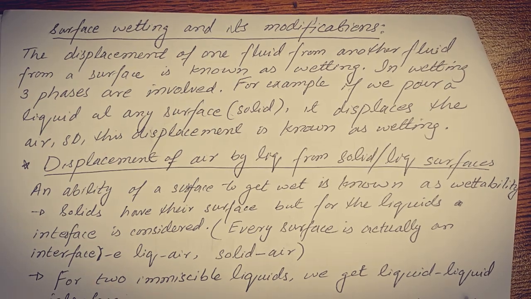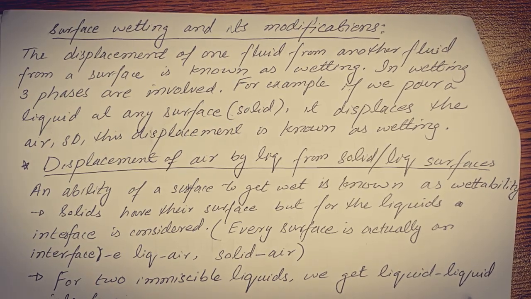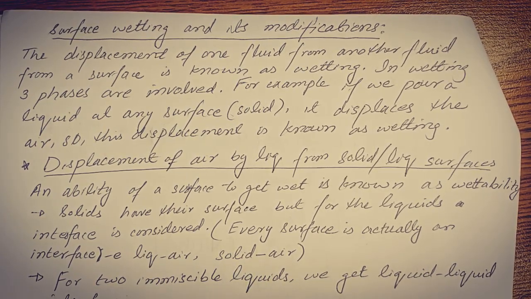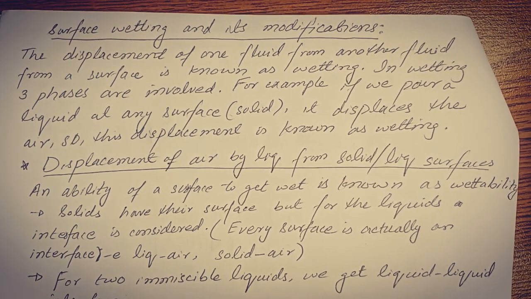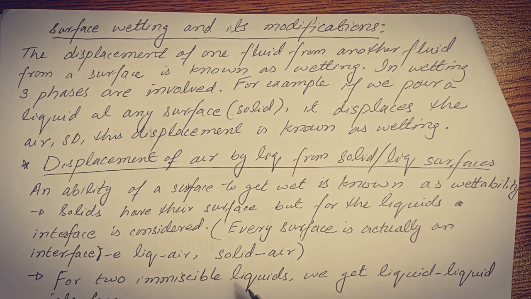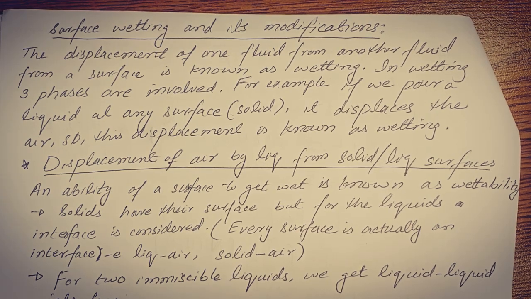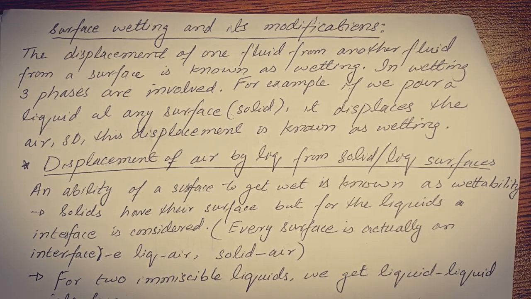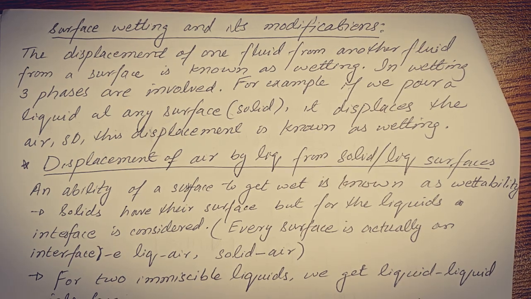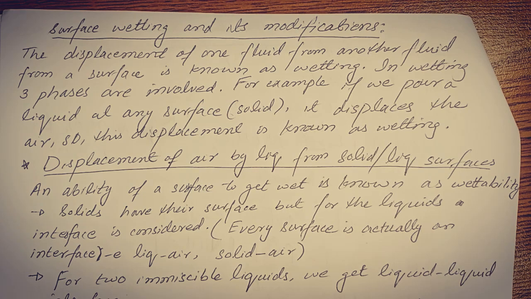The topic is surface wetting and its modification. So first of all, what is the surface? Surface is the topmost layer of any material that is in contact with another phase. For example, solid materials have their surface, but for the liquids, interface is used.